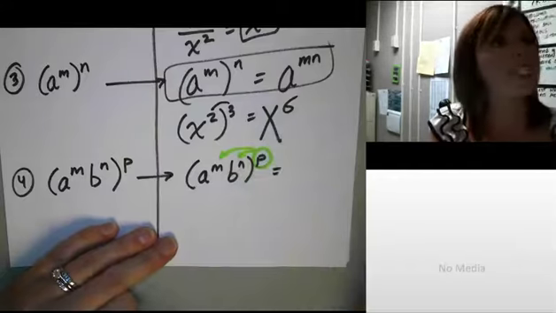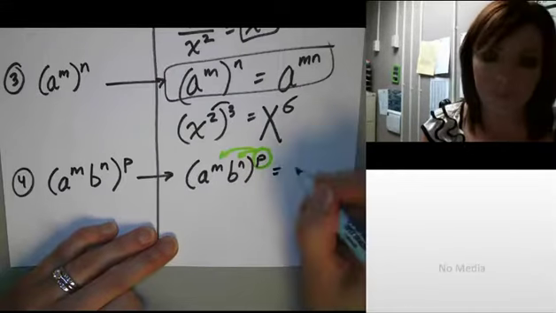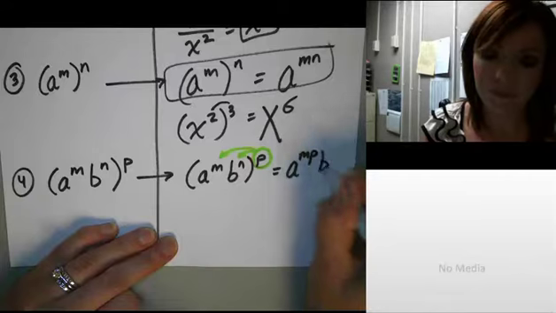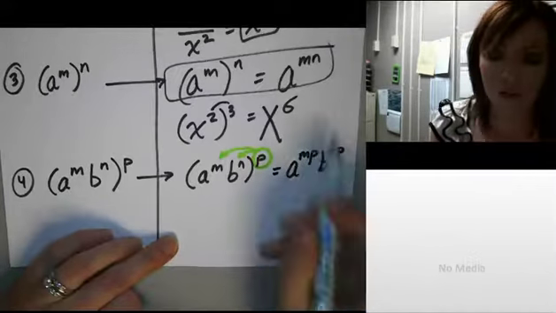a to the, what do we think? Alyssa? A to the n times p. Good. And b to the n times p. Good, you multiply still. Very nicely done.